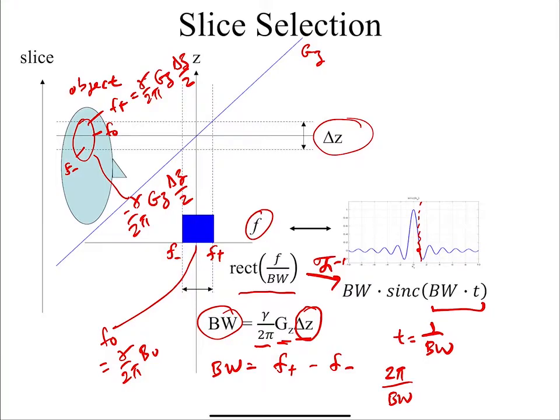Okay, so that's the basic idea: we need to use a sinc pulse to excite the spins in a certain bandwidth, and then all the spins within that bandwidth are at a resonant frequency and are excited, and so all the spins in that slice can be tipped over. Right? So that's the basic idea behind slice selection.